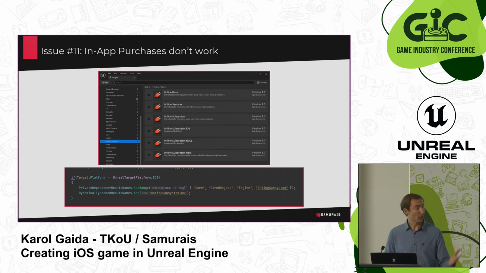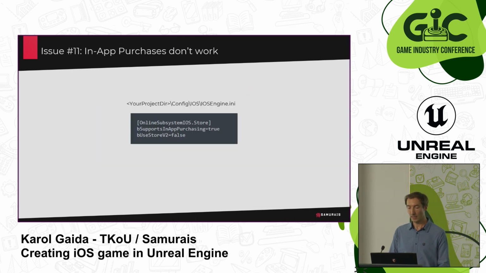Next, we need to enable all these plugins related to the online subsystem. And if we have a C++ project, we need to enable the Online Subsystem iOS for the iOS platform in the build.cs file.